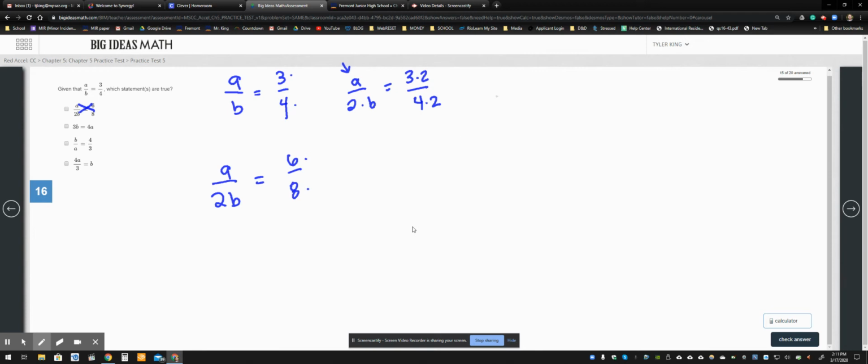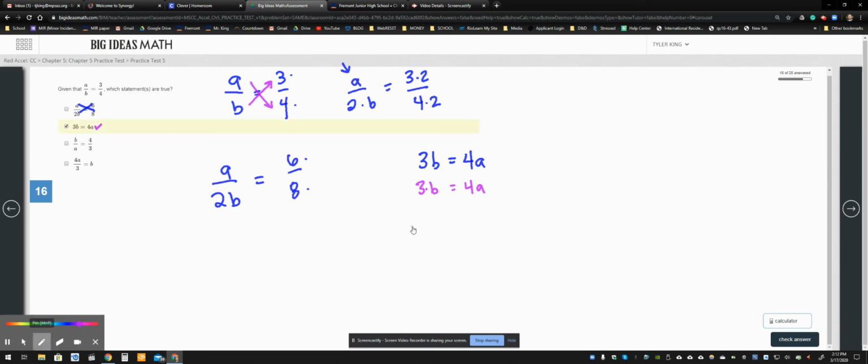Looking at the next one, we have 3b is equal to 4a. So let's look to see what happened. Okay, so what I think is happening here is we are taking b times 3 to get 3b, and we're taking a times 4 to get 4a. What that means is that they used the cross products property here to check whether or not this is going to work out. And that is a property we use to check proportions all the time. So that one is going to be good for us. We can select that one.